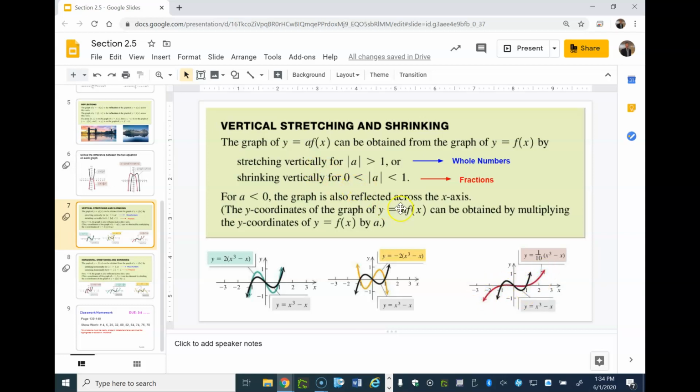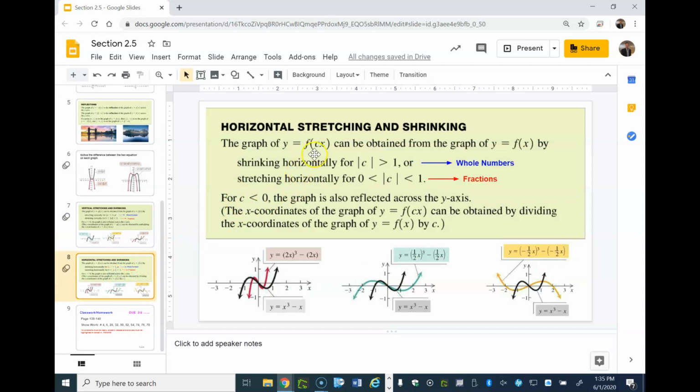And the reason why it flattens is because this a this time is in between 0 and 1, which means it's a fraction. So if you have a fraction in front, this is where we're going to be shrinking vertically. Again, if we have the constant or the number inside of the function that's right beside the x, we're going to be doing shrinking horizontally this time with a whole number, and then stretching horizontally with a fraction.